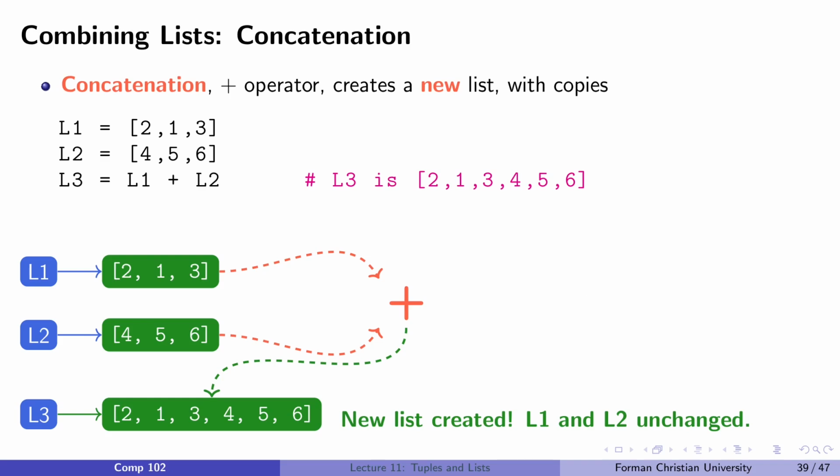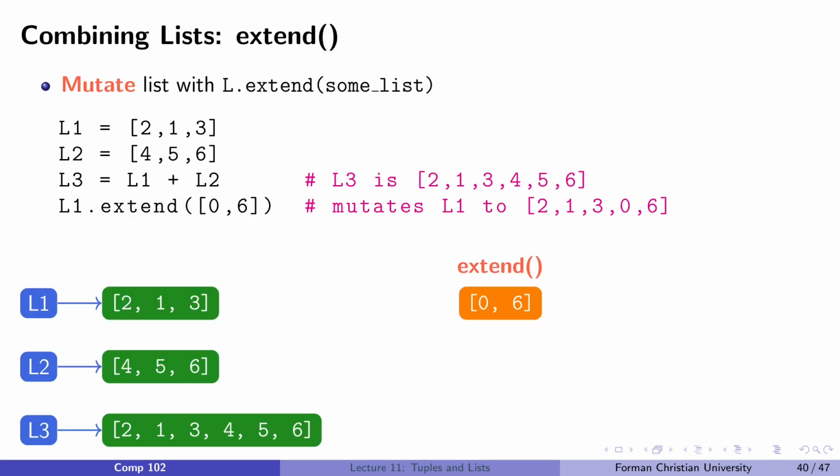And also note that L1 and L2 are completely unchanged. They do not mutate under the plus operator. But extend is a completely different story. L1.extend of L2, that's a list, basically contains 2 items. So that's going to mutate L1.